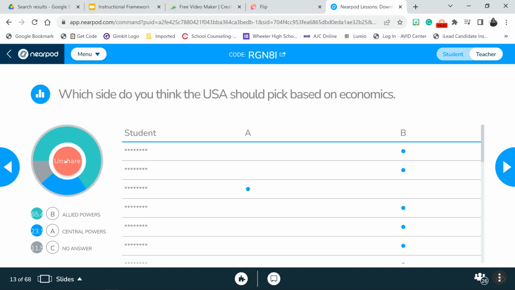And most of y'all picked correctly, the Allied powers. That's what they ultimately chose, right? Does everybody got me on that? They made sure they protected, okay, between the two, who had the most to give back? We had the Allied powers.